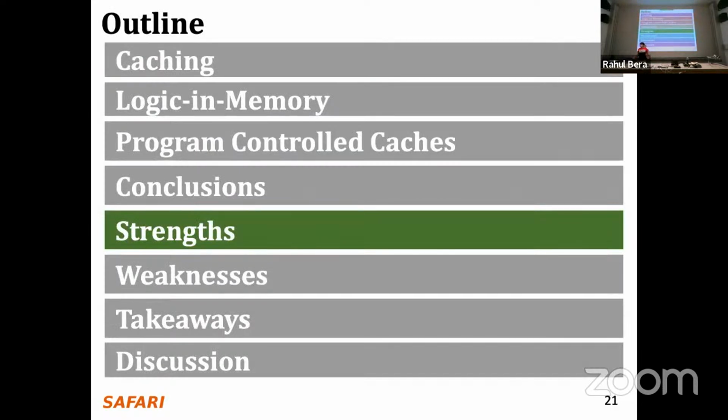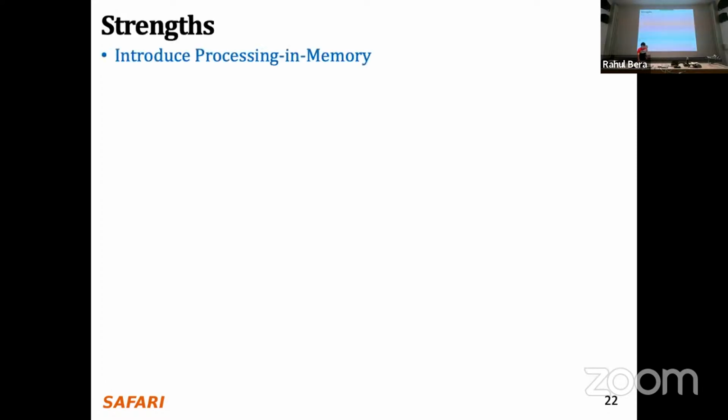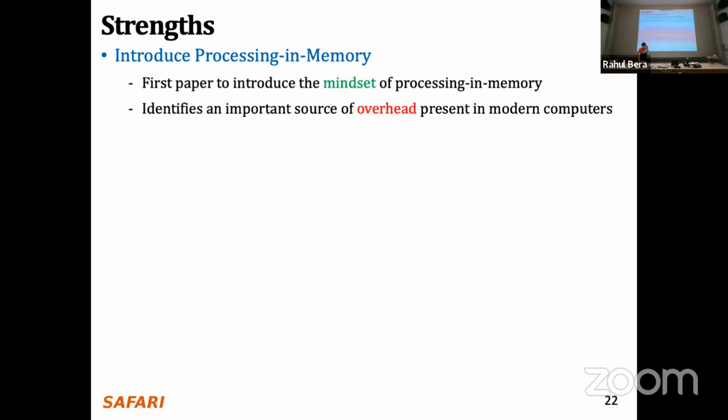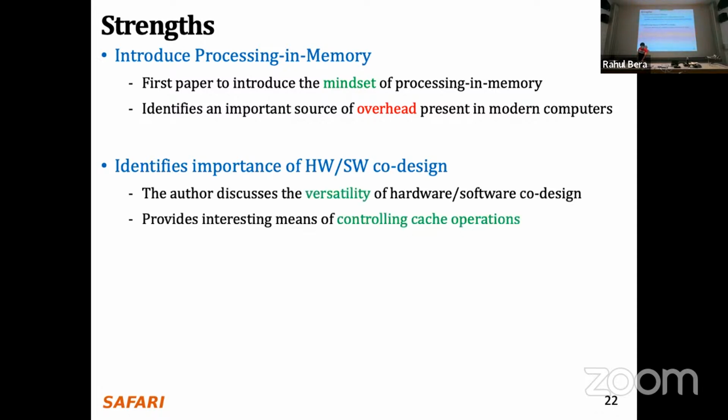Now let's move on to my analysis of this paper, and let's talk about the strengths of the paper. So this paper is the first documented paper on introducing the mindset of processing in memory. And the paper identifies an important source of overhead that's present in modern computers. The paper also identifies the importance of performing hardware-software co-design. And we've also seen some interesting means of controlling the cache using some special program hints and instructions.